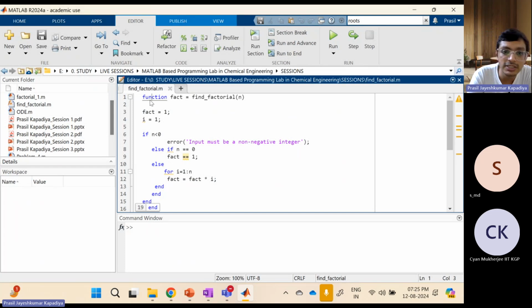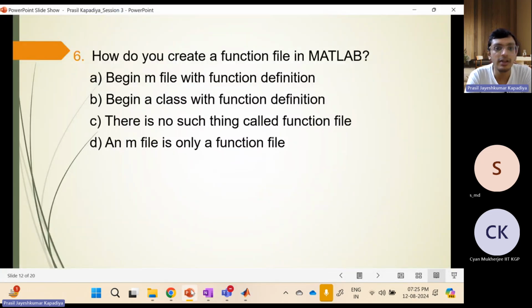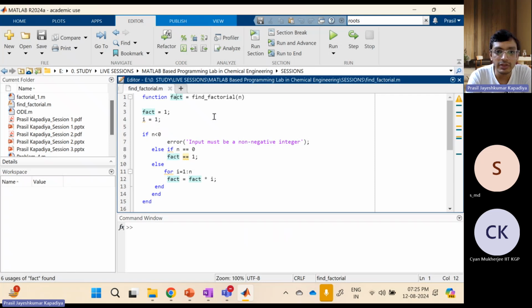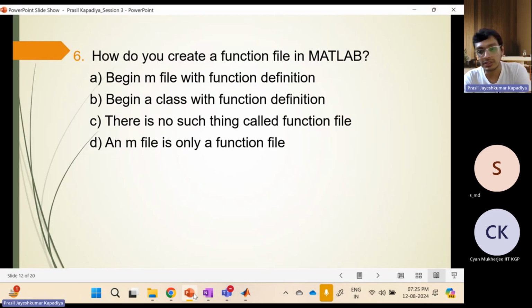A function file starts with function, then whatever you want to find equal to the function name with your variable. The extension of a function file is .m and it starts with function. So our answer should be begin m file with function definition. Whenever it starts with a function definition, this is called a function file. One more important thing to remember: if you are writing function find_factorial, the file name should also be find_factorial. This can't be different. So our answer is begin m file with function definition.